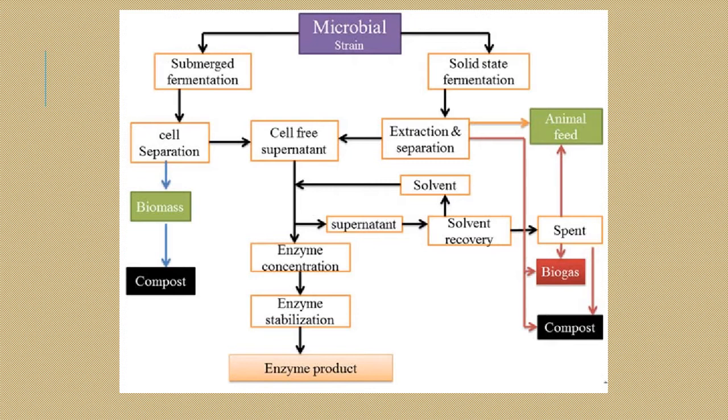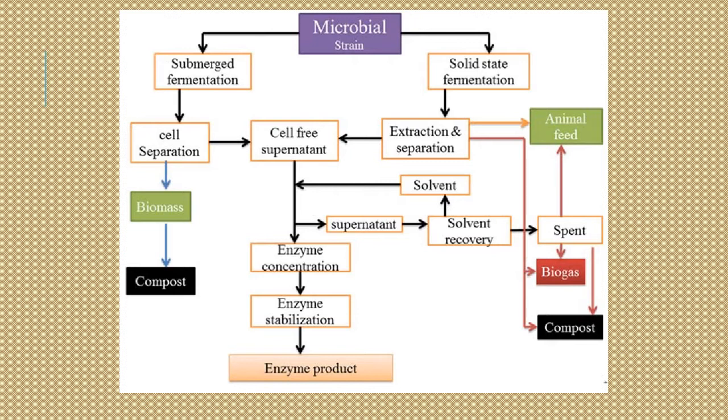Some microorganisms may require submerged fermentation, while others may take solid substrate fermentation. If it is submerged fermentation, we will directly go for the cell separation, and then we will separate the biomass, which is nothing but the microorganism, and then we will collect the supernatant. We will undergo enzyme concentration of it, and then stabilizing of that product. Then the purified enzyme product will be obtained. So this is the overall process for submerged fermentation.